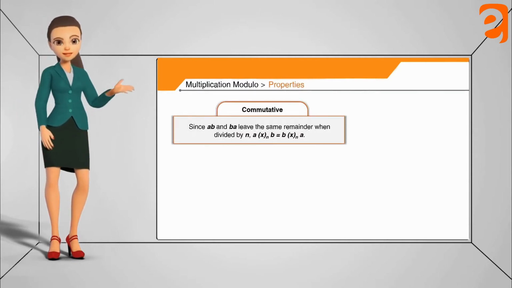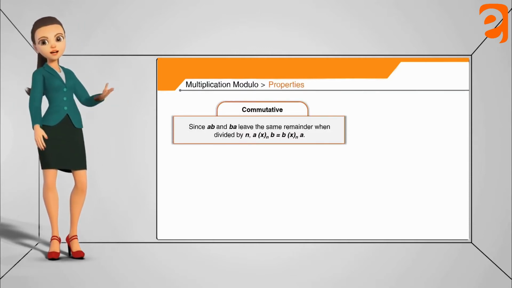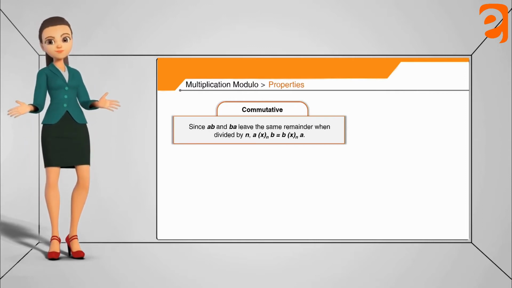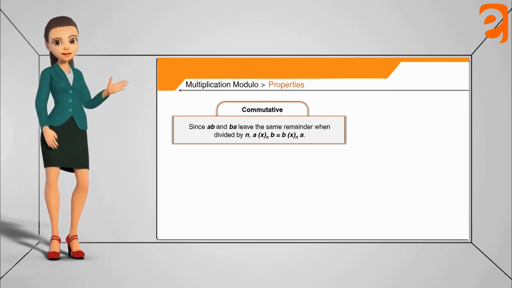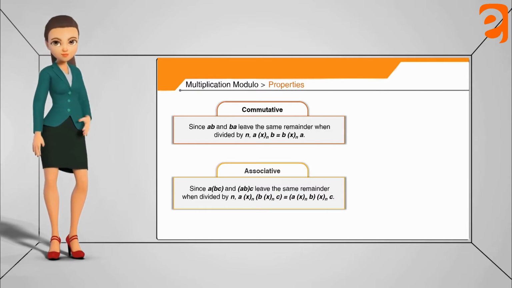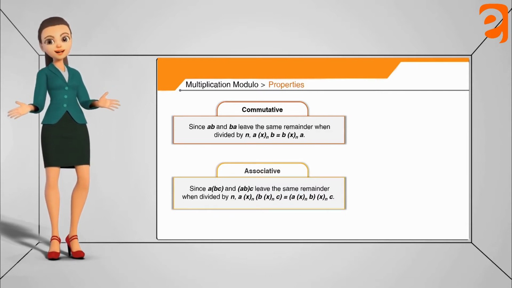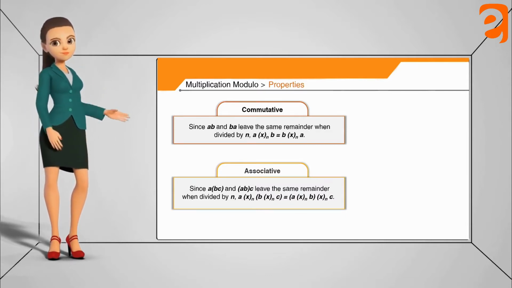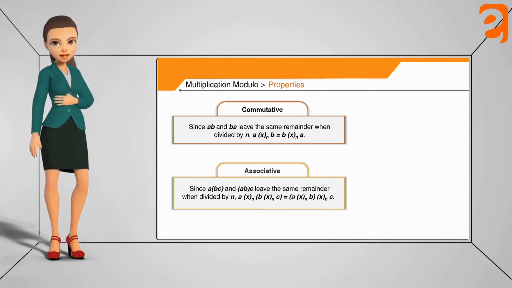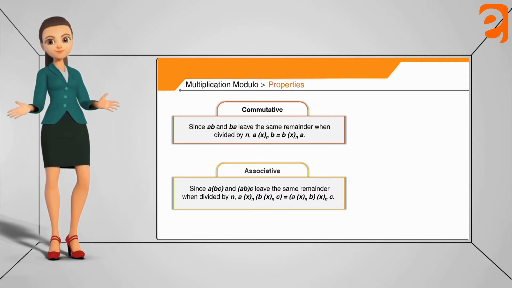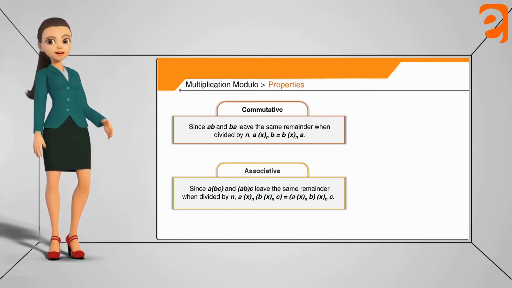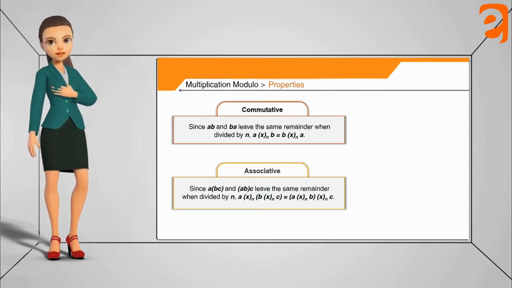Let's study some properties of multiplication modulo. Just like addition modulo, it has the properties of commutativity and associativity. The commutative property says that a multiplication modulo b is equal to b multiplication modulo a. Why? Because the multiplication of ab or ba gives the same remainder when you divide it by n. So the commutative property holds for multiplication modulo n also.